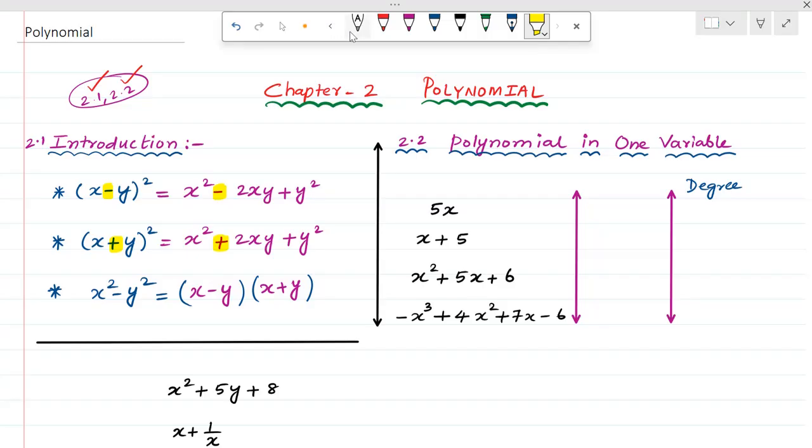So let us start with the second one. This is 2.2, polynomials in one variable. The very important thing is one variable. It means that the polynomial has only one variable. Let us start with this example.